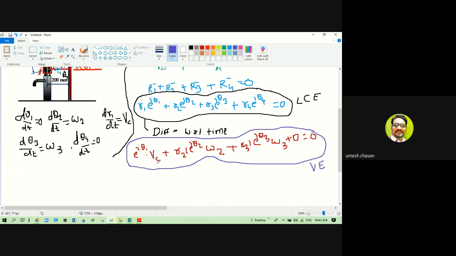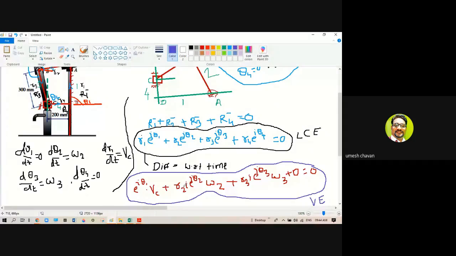I hope you are understanding the solution part of this equation. Expand this equation by cos theta plus i sin theta term, and then separate out the real and imaginary parts. Equate the RHS and LHS of the real and imaginary parts. That way you will get two equations with two unknowns. Solve that simultaneously. So from the solution of this equation, you will get Vc, the velocity of the piston, the velocity of this water carrying bucket, and the angular velocity of this connecting rod.